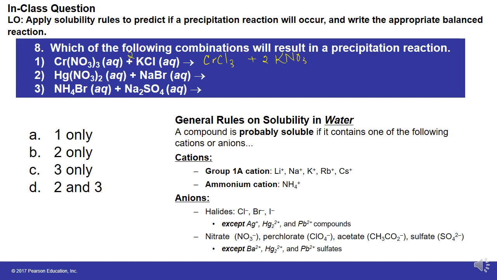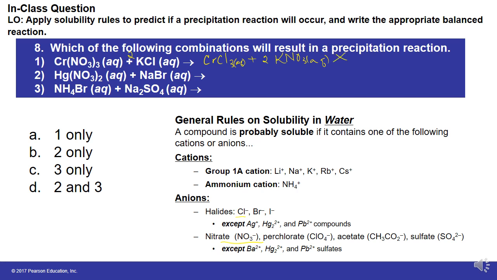If we take a look at our rules, halide salts are soluble, and chromium is not on the list of exceptions. And we know that all nitrates are soluble. So there's no precipitation reaction for A.